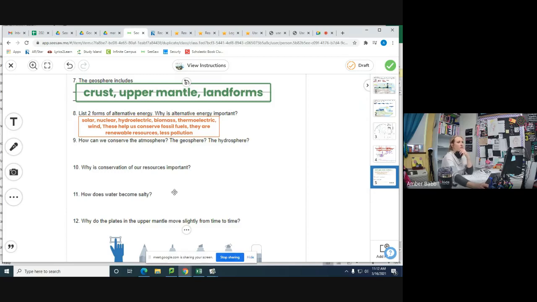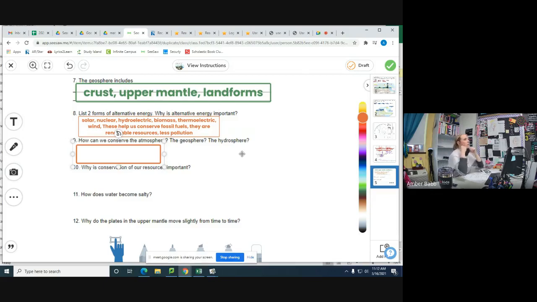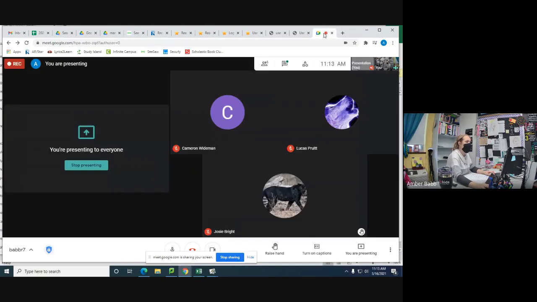How can we conserve the atmosphere? What's one way to conserve the atmosphere? Do things that produce less pollution. Grayson: electric cars. How do those help the atmosphere? Electric cars, Tesla. They don't give out as much pollution unless they run out of their battery power. All right, less pollution. Electric cars, Tesla cars, save the atmosphere.